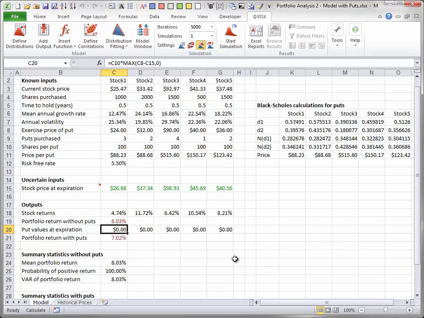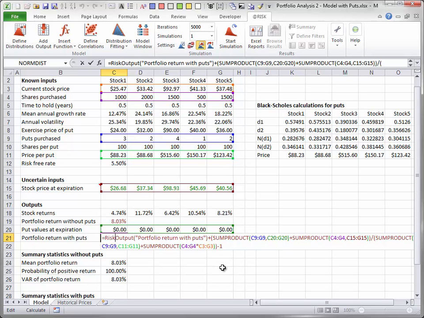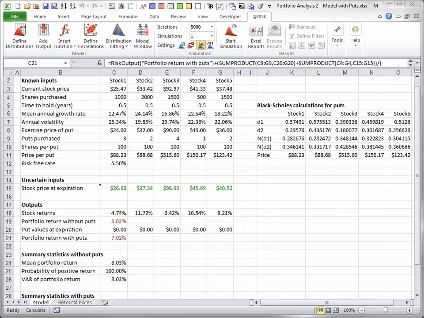Then the portfolio return with puts in cell C21, another at-risk output cell, is the return from the entire investment. That is, it is the percentage change from what was spent initially to the final value of the portfolio. The values you see here are based on means because the dice button is again toggled to static. However, if it is toggled to random, you can see how the portfolio return with and without puts changes.